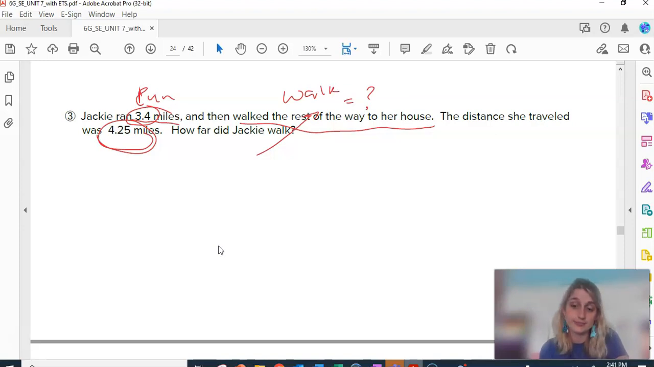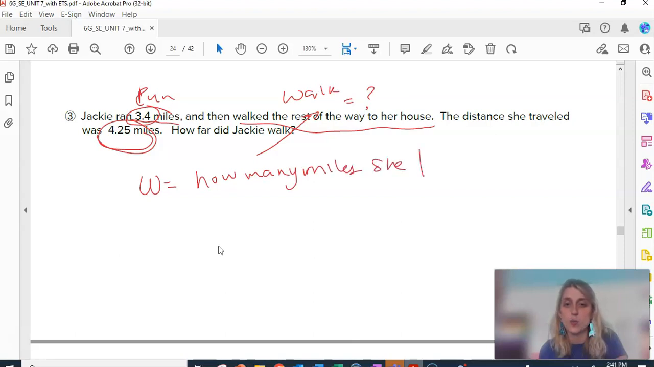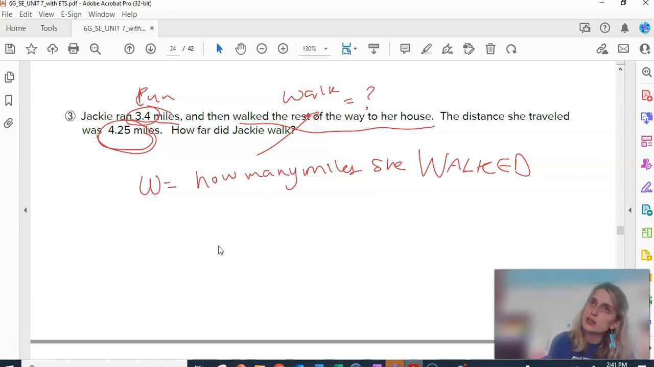Start with a variable, maybe a W. W equals how much she walked. How many miles she walked, not ran. And then figure out what you're going to do. Are you going to add the running and the walking? Are you going to subtract the running and the walking? Are you going to divide them? Are you going to multiply them? You do know the total, so that should be on one side of your equal sign. I need to see the equation. I need to see your work. And I need to see your solution with its isolated variable.